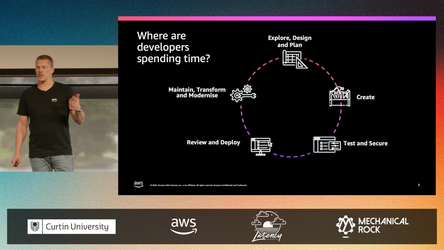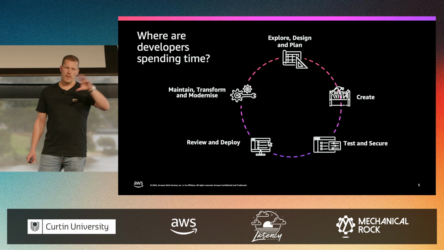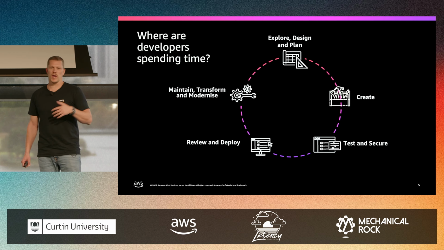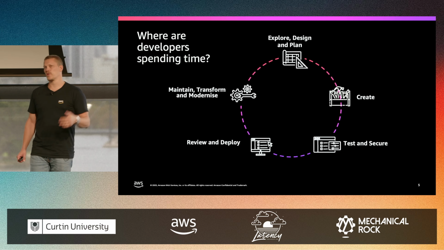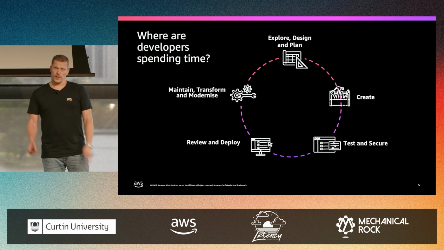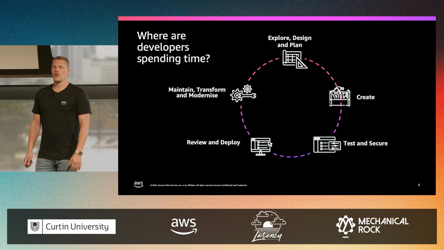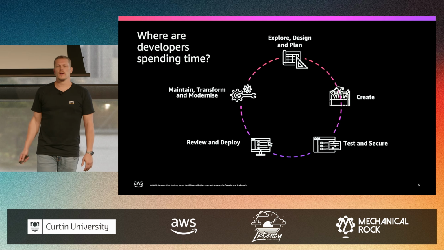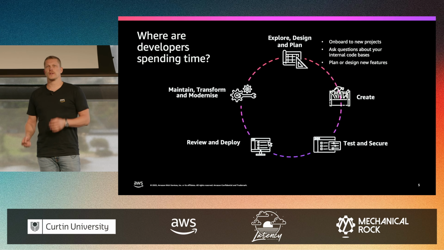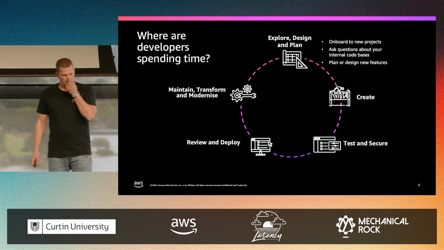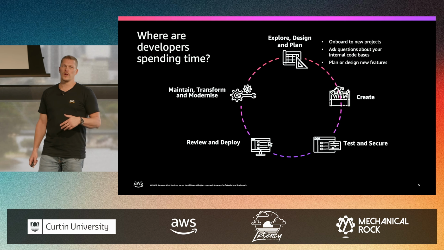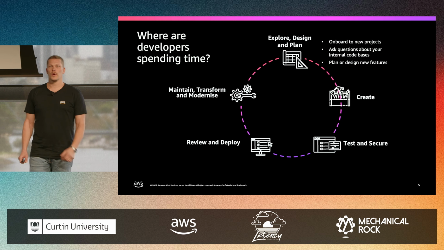And then maintaining, transforming, modernizing, that kind of bucket of housekeeping that needs to be done to keep your application up to date. That could be updating Java versions, .NET versions, migrating to newer things. And so if the AI assistant is just limited to that create tool bucket there, we're leaving a lot on the table. And so what we heard from customers is, how can your tools, AWS, help us with these other parts of our role?